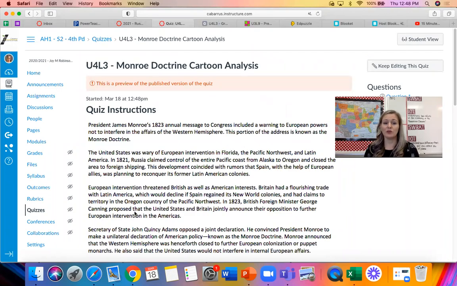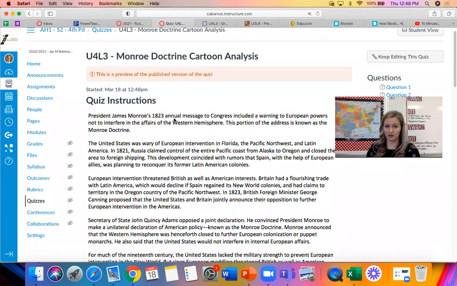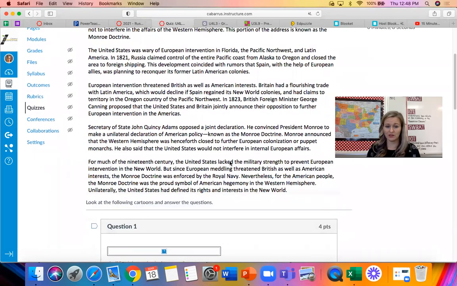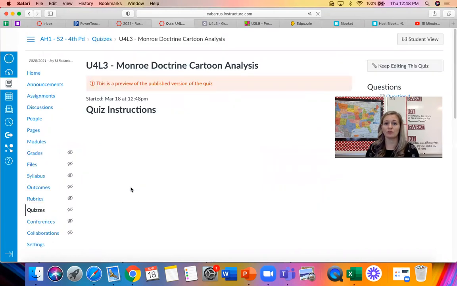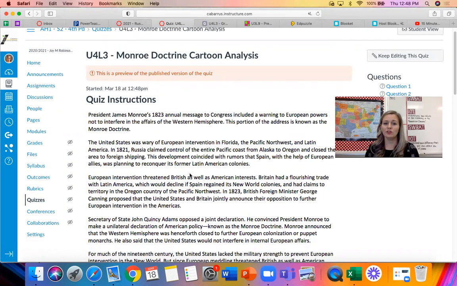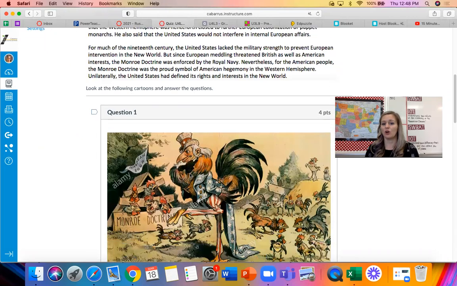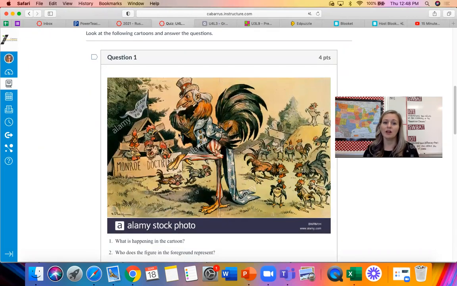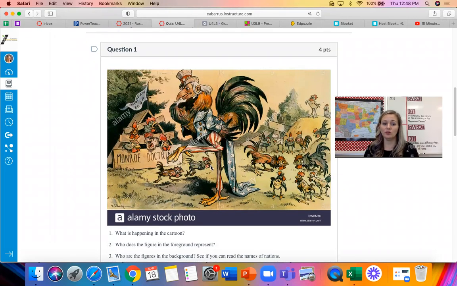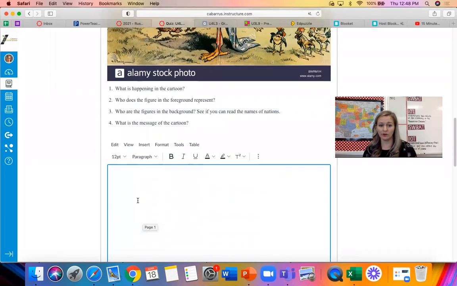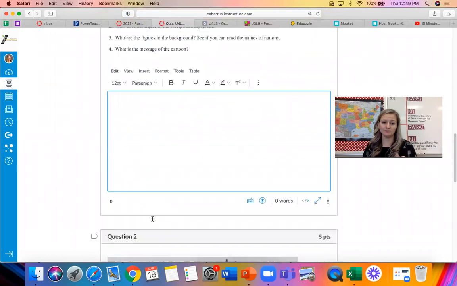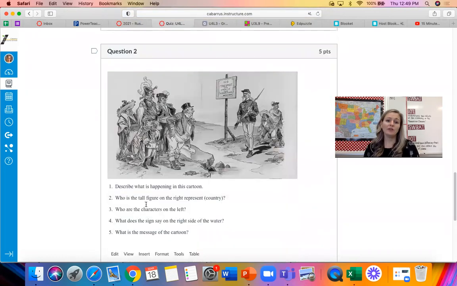You need to read this background information here. This is going to be very helpful, so make sure that you read that background information. I don't know why the first time I pull this up, the picture never shows up. So if that same thing happens to you, just refresh it, and then the picture always shows up the second time. Not sure why. So you're going to look at this political cartoon right here and answer these 4 questions. Make sure you answer all 4, so 1, 2, 3, 4 on your paper or on your screen. And then you've got another political cartoon here and you've got 5 questions.